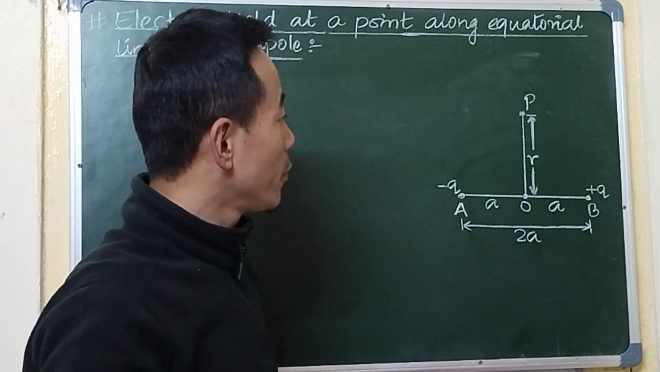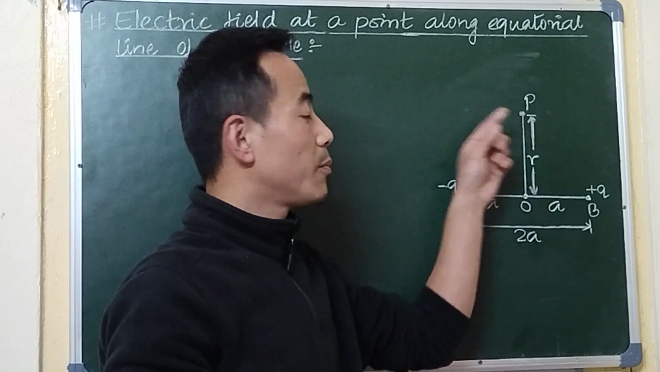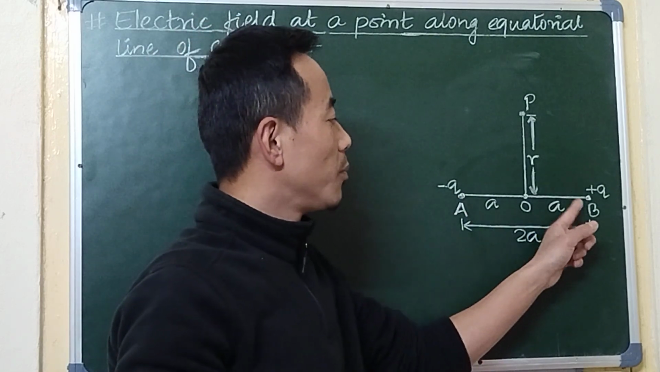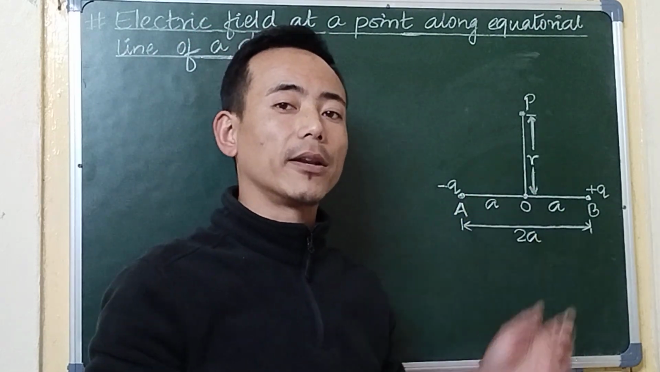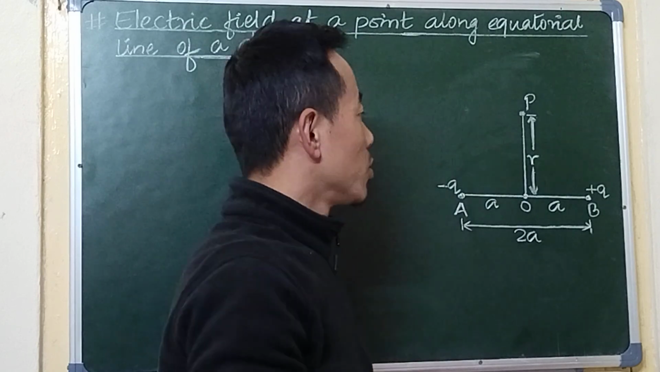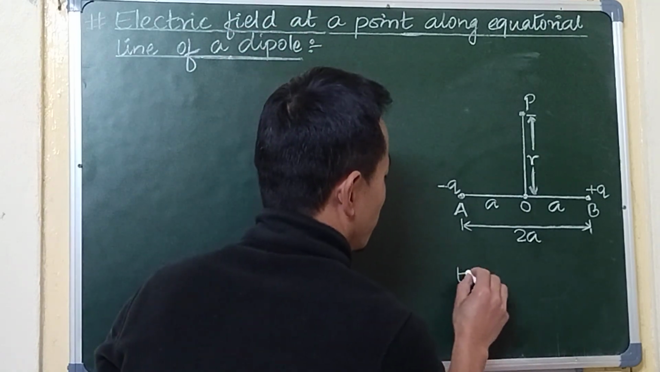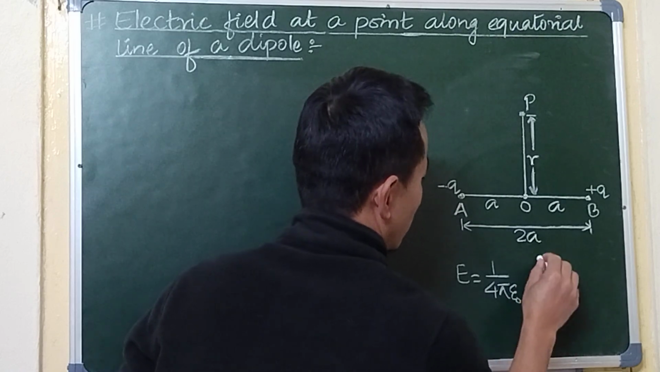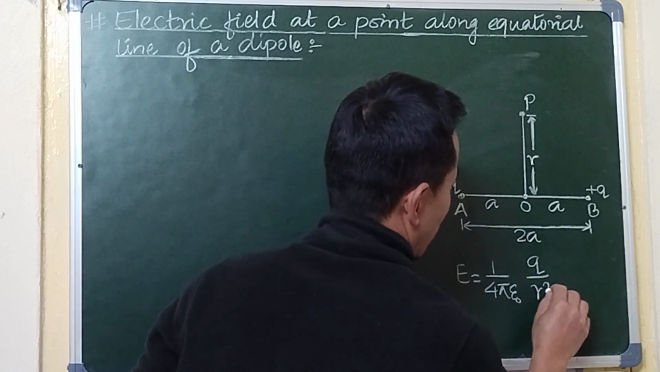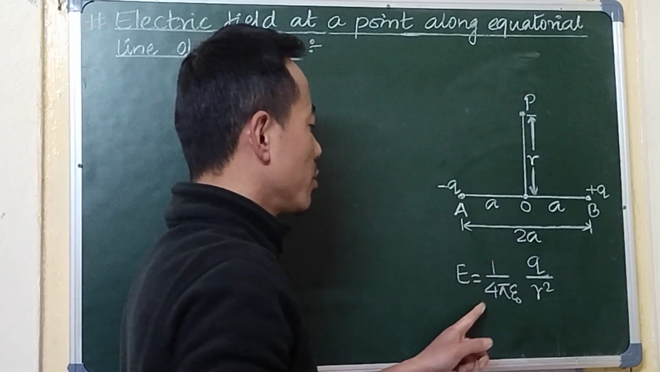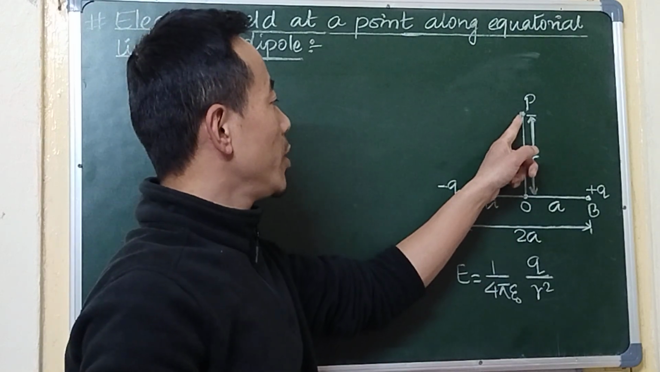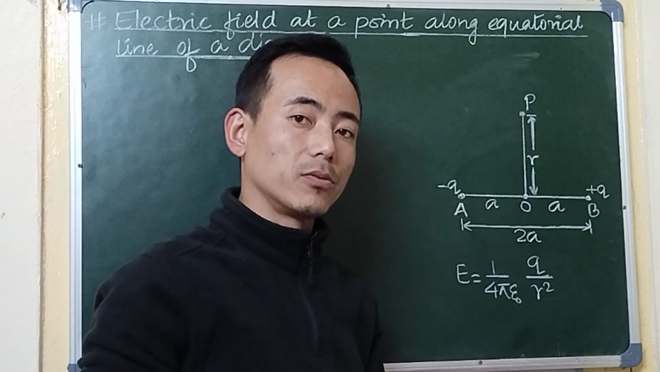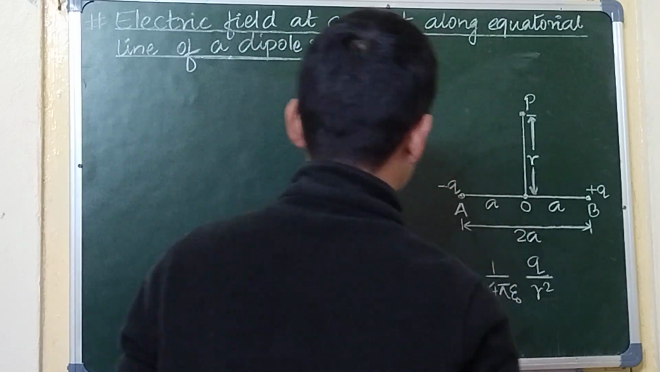So first what we will do is find out the electric field at P separately due to minus Q charge at A and plus Q charge at B, and then we will find out the total. Alright, so we will be using this equation here, 1 by 4 pi epsilon naught Q divided by R square. So we will be using this expression to find out the electric field at P due to minus Q charge and electric field at P due to plus Q charge. So let's start the derivation.